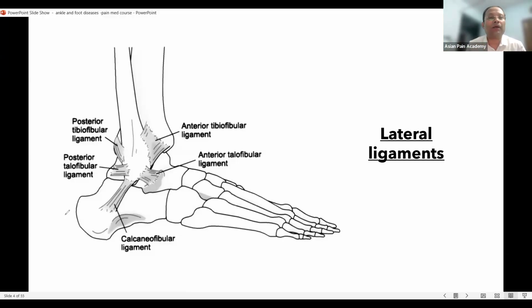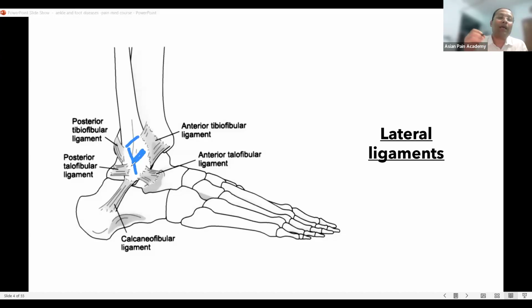So here we are talking about ligaments. There are multiple ligaments in the foot, but we will talk only about the important ligaments, which are usually the reason for ankle joint pain. Now, if we talk about the lateral ligaments, remember, lateral ligaments all start from the fibula. So this is the fibula bone.